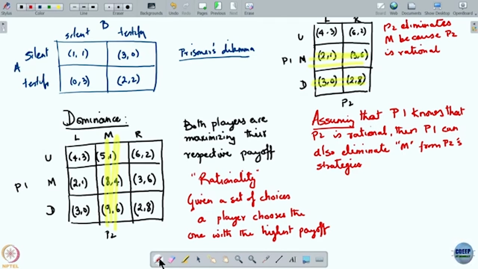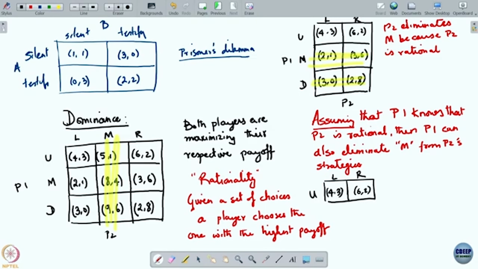So now player 2 eliminated this, and he is now looking at just this matrix. Player 1 has eliminated this, and player 1 is now looking at this matrix. Now which matrix is player 2 looking at? P2 knows that P1 is rational. Okay, is that enough? P1 knows that P2 is rational, yes. That we have already assumed.